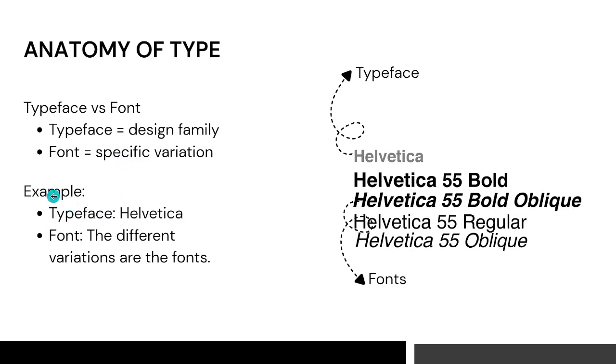So I put an example here. We have Helvetica, which is a typeface, and underneath it we have fonts. The different font variations are the fonts, and an example is here. Helvetica is the typeface. Let's say typeface is a family, and a font is like someone within that family. So a typeface is the overall classification. Fonts are subdivisions of a typeface. So did we get that, or should I explain again?